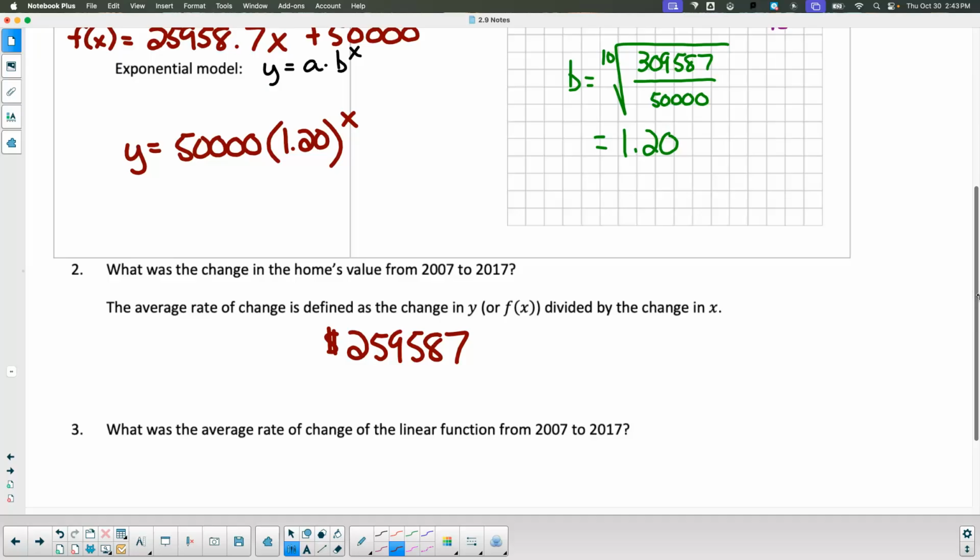Okay? The next question says, what was the average rate of change? So that's how much it changed. It changed in 10 years that much. So the average rate of change here would be $25,958.70 per year.